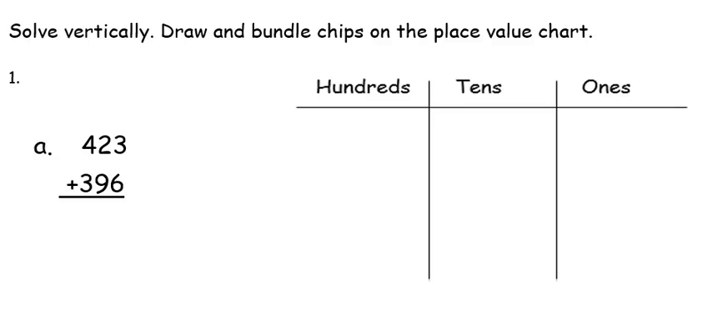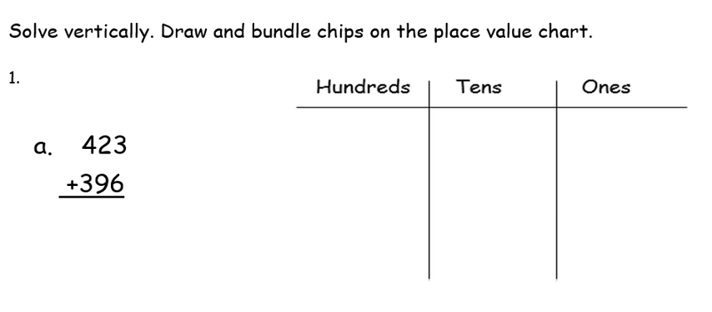This tutorial is for 3rd grade, Module 2, Lesson 15D. In this lesson, we're going to continue to look at how adding on a place value chart transfers to the vertical standard algorithm of addition. My first problem is 423 plus 396.